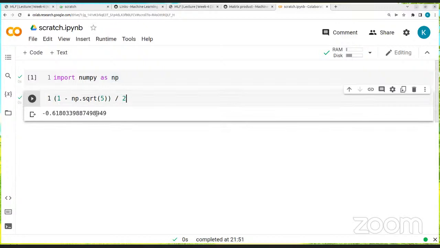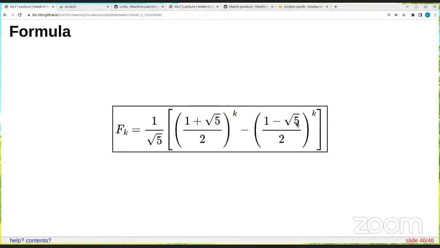So 1 minus root 5 by 2 is like this value, and if we raise it to some power like 100, this becomes vanishingly small. So that second part, 1 minus root 5 by 2 power k, will vanish as k tends to infinity, and you can say approximately fk is 1 by root 5 into 1 plus root 5 by 2 power k for very large k. That's a good point.